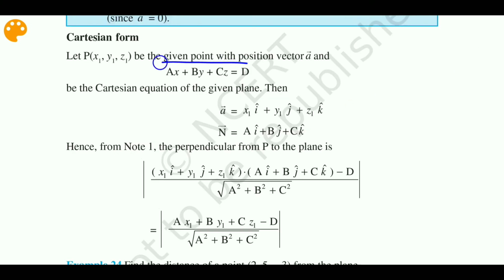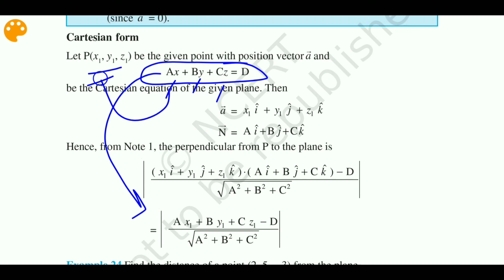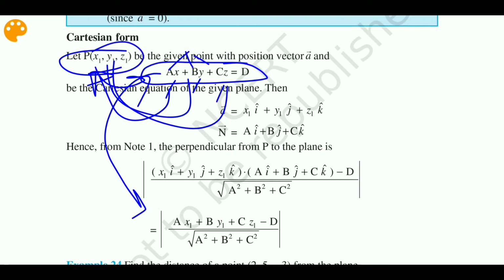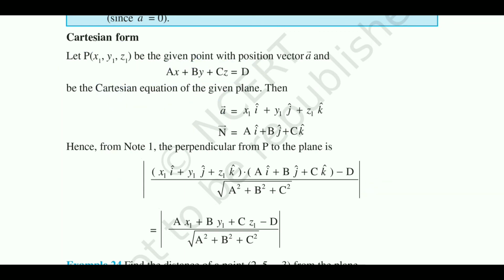This is the given plane ax plus by plus cz equals d, and the given point is x1, y1, z1. So what will you do? Put ax plus by plus cz minus d, and replace x, y, z with x1, y1 and z1, which is the given point. Substitute the value of the given point into this equation and divide it by the square root of a square plus b square plus c square, the magnitude, and calculate it.